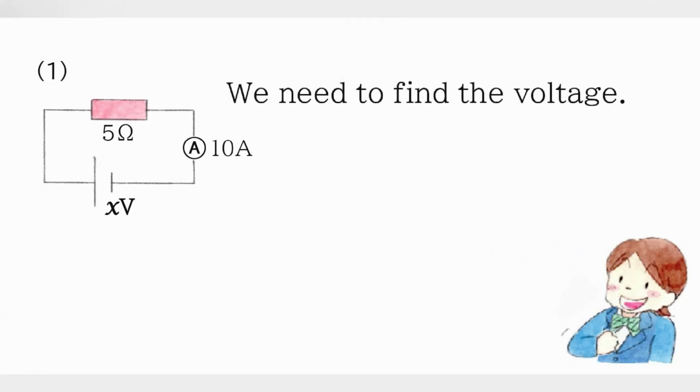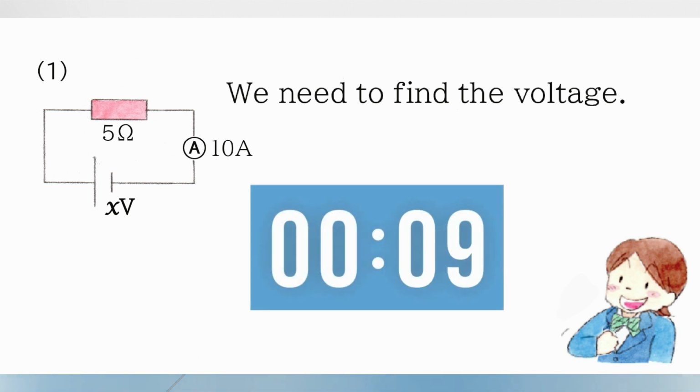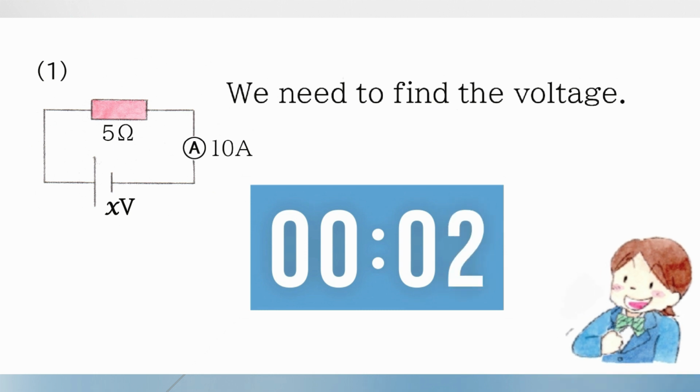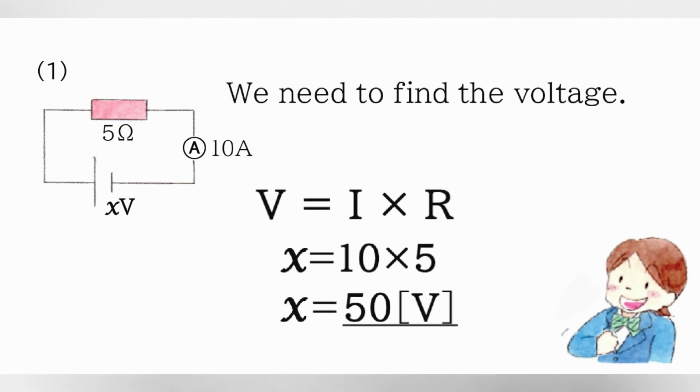We need to find the voltage. V equals I times R, X equals 10 times 5, X equals 50 volts.